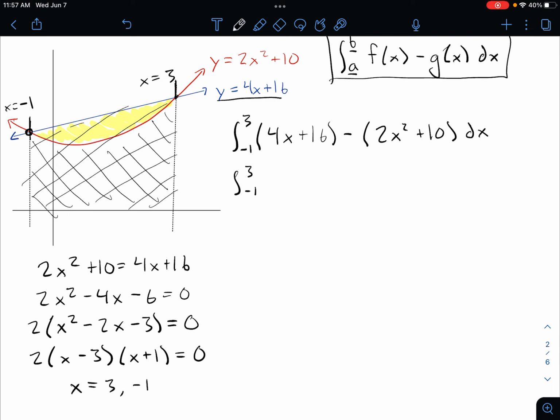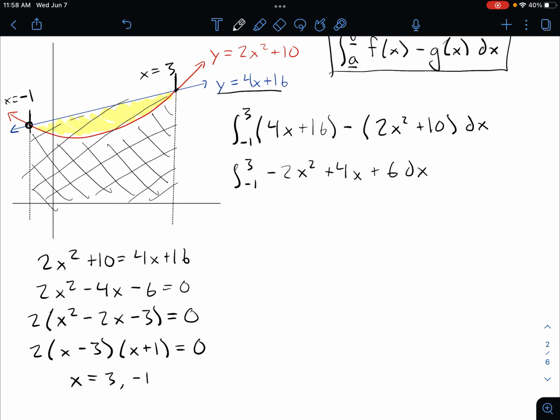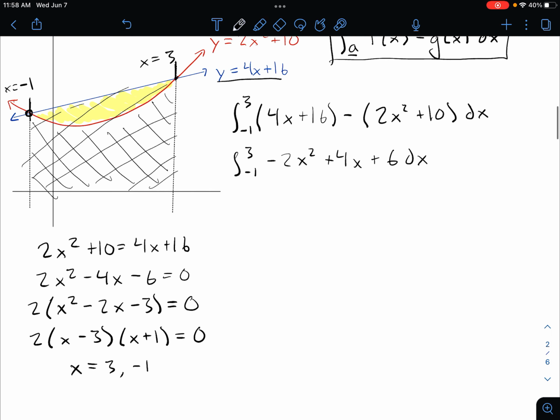We're going to start that by simplifying, combining like terms and such. So -2x squared plus 4x plus 6 dx. So now we're going to take this integral using basic power rules of integration. So this x squared becomes an x cubed, and then we divide by 3. x becomes x squared, and divide by 2, but since that's a 4, we'll just simplify. And 6 just gets an x added on.